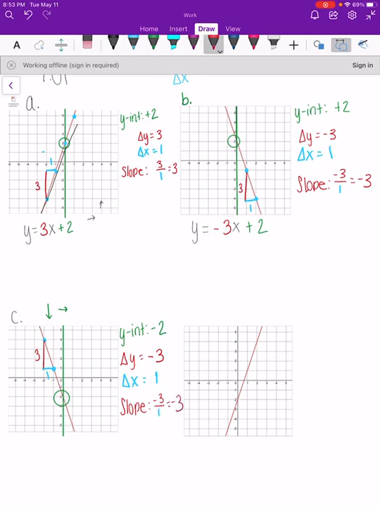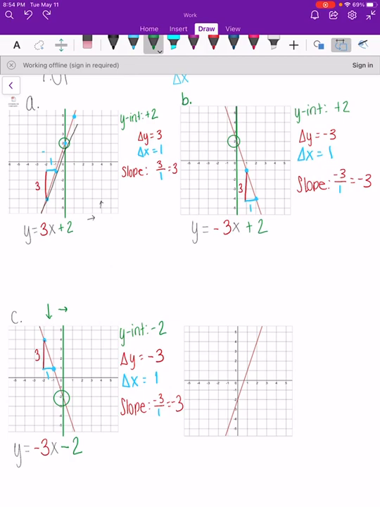So same slope as letter B up here, but my y-intercept is different. My y-intercept up here is +2, and down here it's -2. So they are different lines. So my equation here is y equals, my slope is -3, and now my y-intercept is -2, so it's -3x minus 2. So it's almost the same as this one, but that one's a +2.